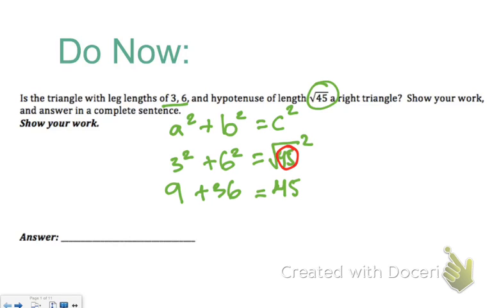If we simplify the left-hand side, we get 45, and we have a 45 on the right-hand side, which is a true mathematical statement. 45 is equal to 45, so we've used the converse of the Pythagorean theorem to prove that, yes, these three sides do in fact form a right triangle.